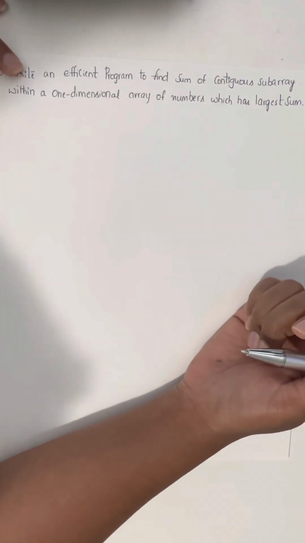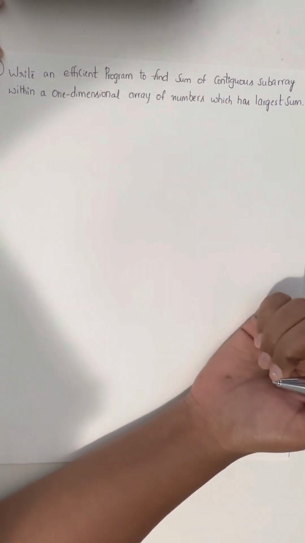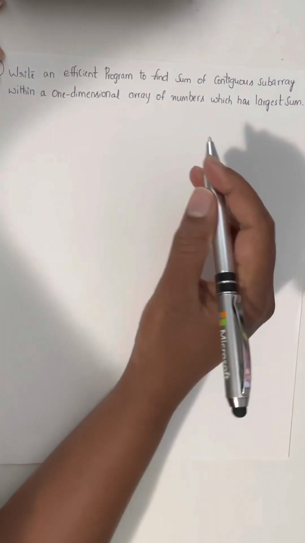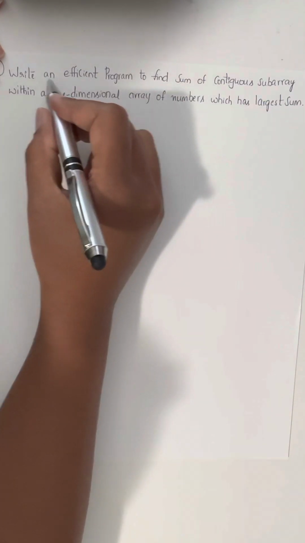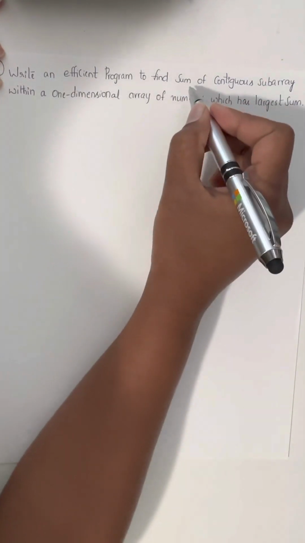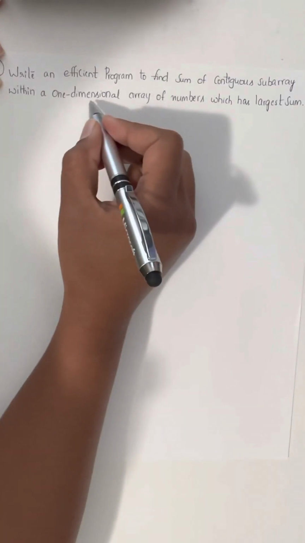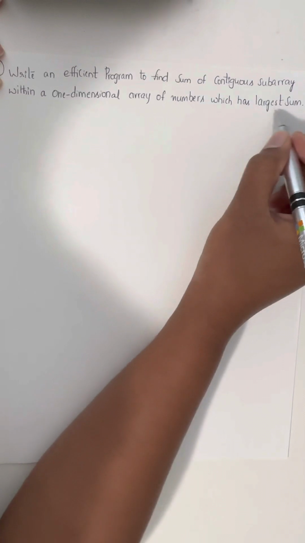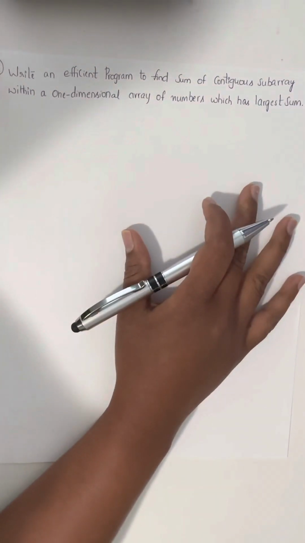So this is Ramya. In this video, I'm going to solve the first problem in my assignment. Let's see what the problem is. Write an efficient program to find the sum of a contiguous subarray within a one-dimensional array of numbers which has the largest sum. So this is our problem.